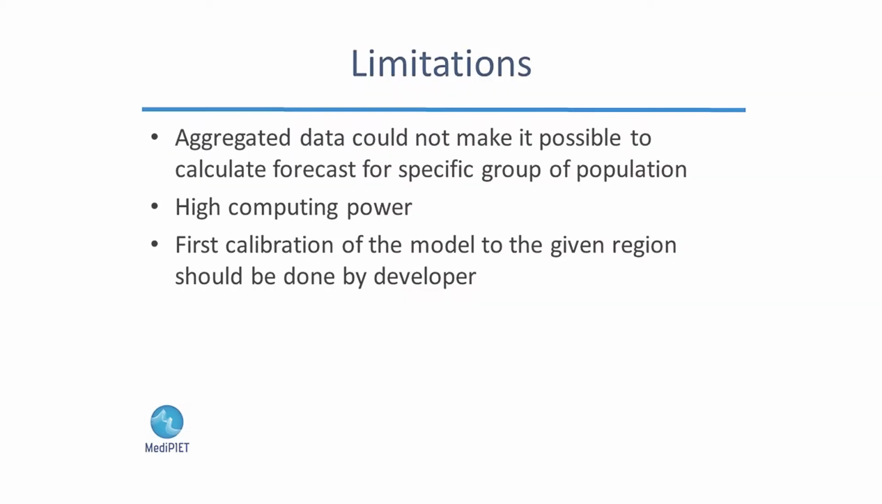We have made the prospective validation of the model, and it shows the accuracy of calculated forecast as 97.06%. The limitation of the model is that aggregated data couldn't make it possible to calculate forecast for a specific group of population. The program complex has high computer power, and first calibration of the model to the given region should be done by developer.